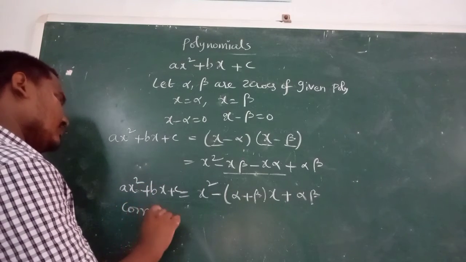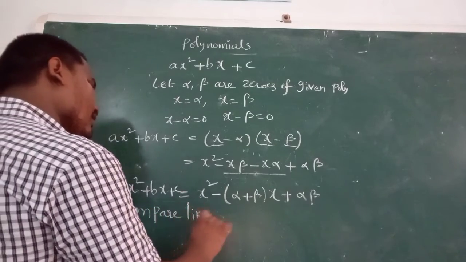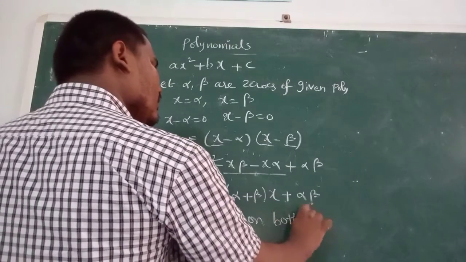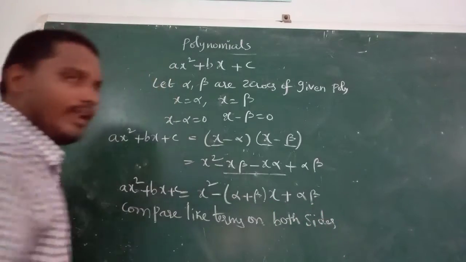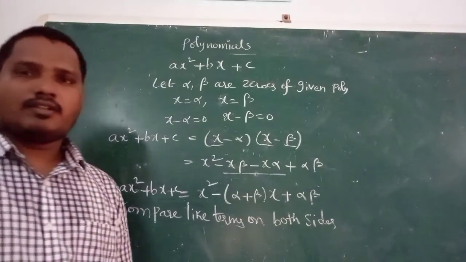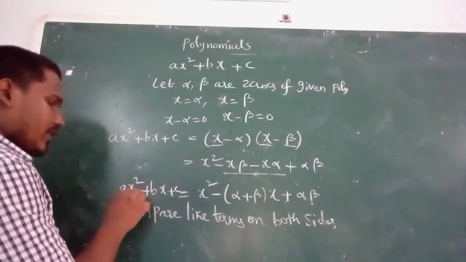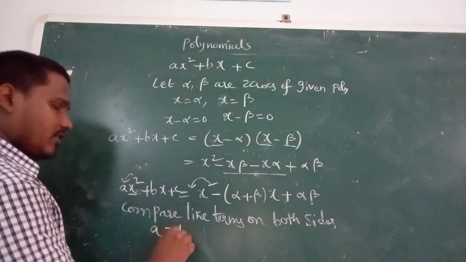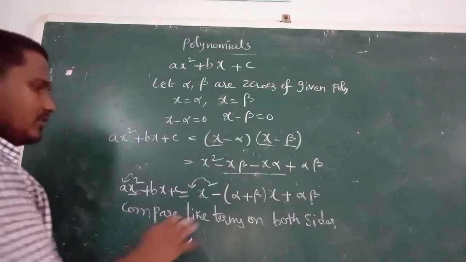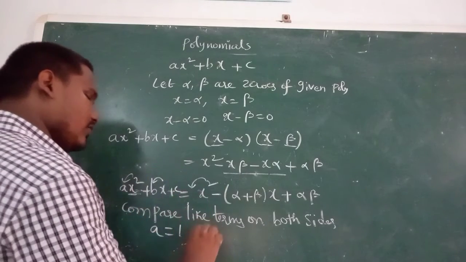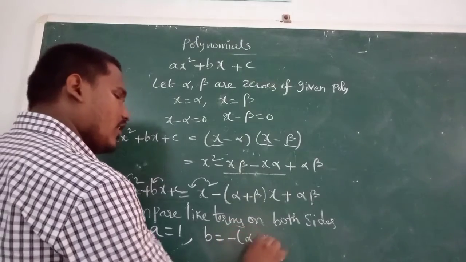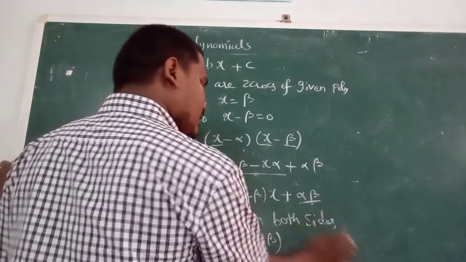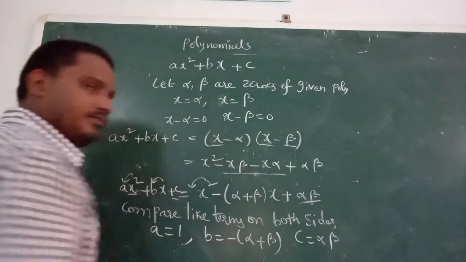Compare like terms on both sides. Here the coefficient of x square is a, and here the coefficient of x square is equal to 1, so a is equal to 1. Then the coefficient of x is b, here it is minus of alpha plus beta. The constant term c is alpha beta, so c is equal to alpha beta.